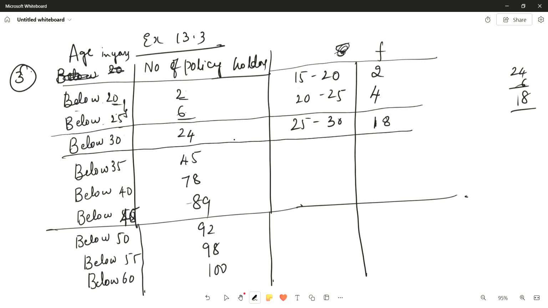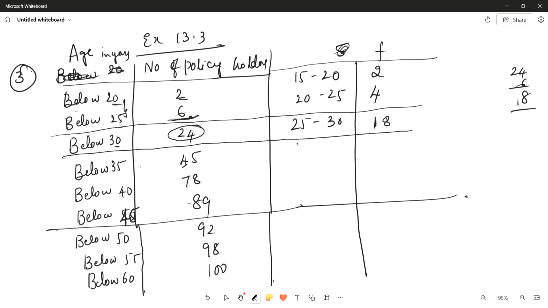Now below 30, it's 24 people who have taken the policy, but below 25, 6 people have taken. So between 25 and 30, how many people would have taken in that range? It is 24 minus 6, right? So that number we are writing here. We are trying to calculate the frequency, that's all. Understood now? Now below 35, it is 45 people who have taken the policy, but below 30, 24 have taken. So between 30 and 35, it should be 45 minus 24, right?